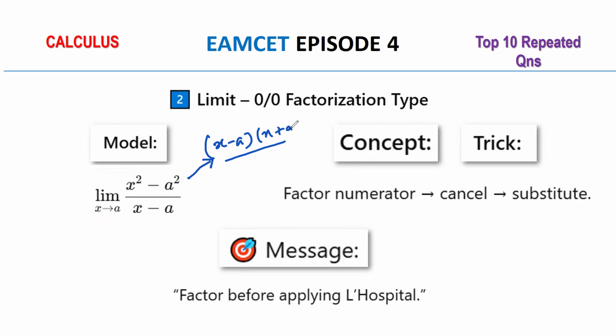And bottom one we have x minus a. So we can cancel both and you are left with x plus a. Then you substitute your limit x tends to a. So that is what we will try to do. Factor the numerator, cancel, and then substitute. Factor before applying L'Hospital rule. See, L'Hospital rule in the previous problems, we can actually substitute there also, right?